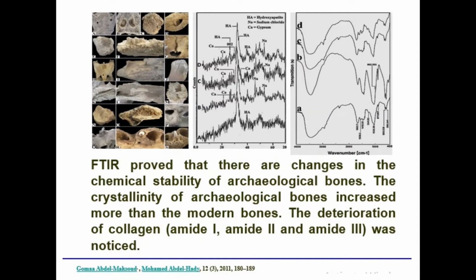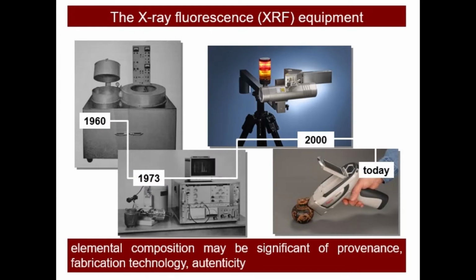Actually, FTIR is not the only technique; X-ray fluorescence could be applied as well. If we look at the historical background of X-ray fluorescence, in 1960 it was a very big instrument, but today it is something in hand, and it is a very powerful technique for elemental composition, which may be significant for much work on metal artifacts. It is also a non-destructive technique.